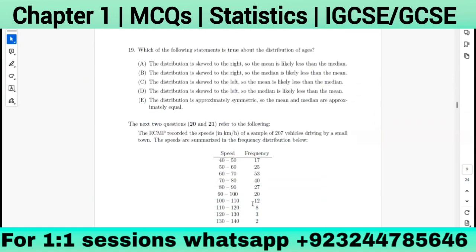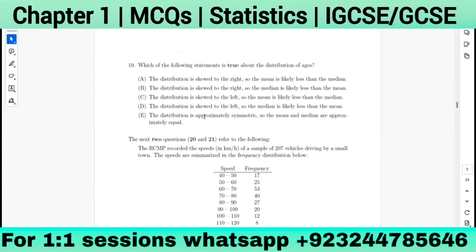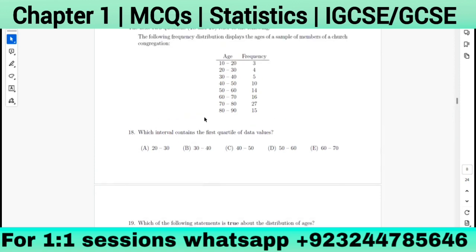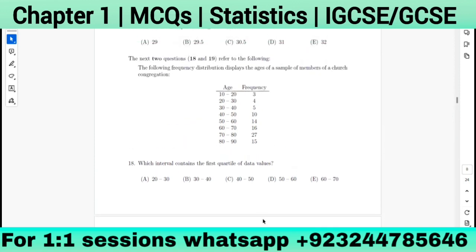Question 19. Which of the following statements is true about the distribution of ages? Which distribution of ages? The one we just did before? Yes, this is the distribution of ages.